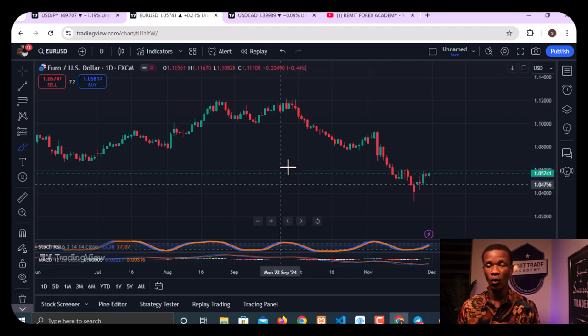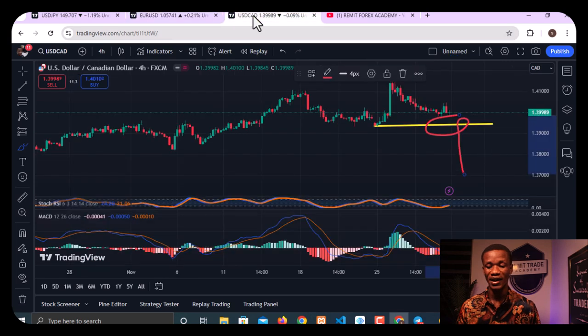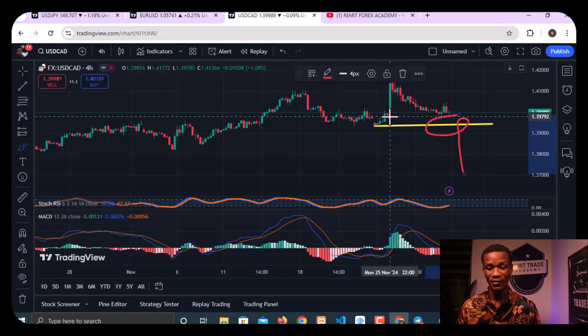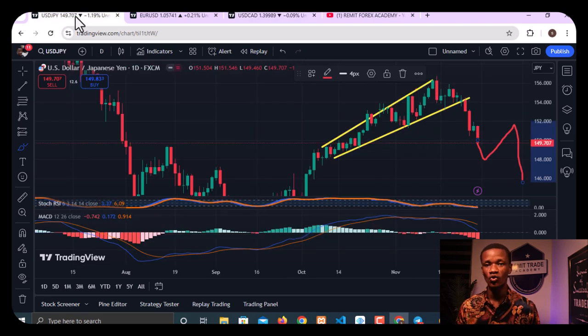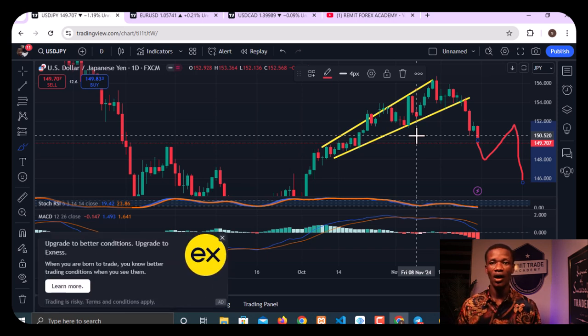Pay attention to all of this on euro USD, and on USD CAD there is a divergence right here on the 1 day. When it is confirmed, market is going to come back to the downside, and for USDJPY, market is going to come back down in line with this bearish divergence. This is what you have to keep your eye on right now to be in the right direction of the market.